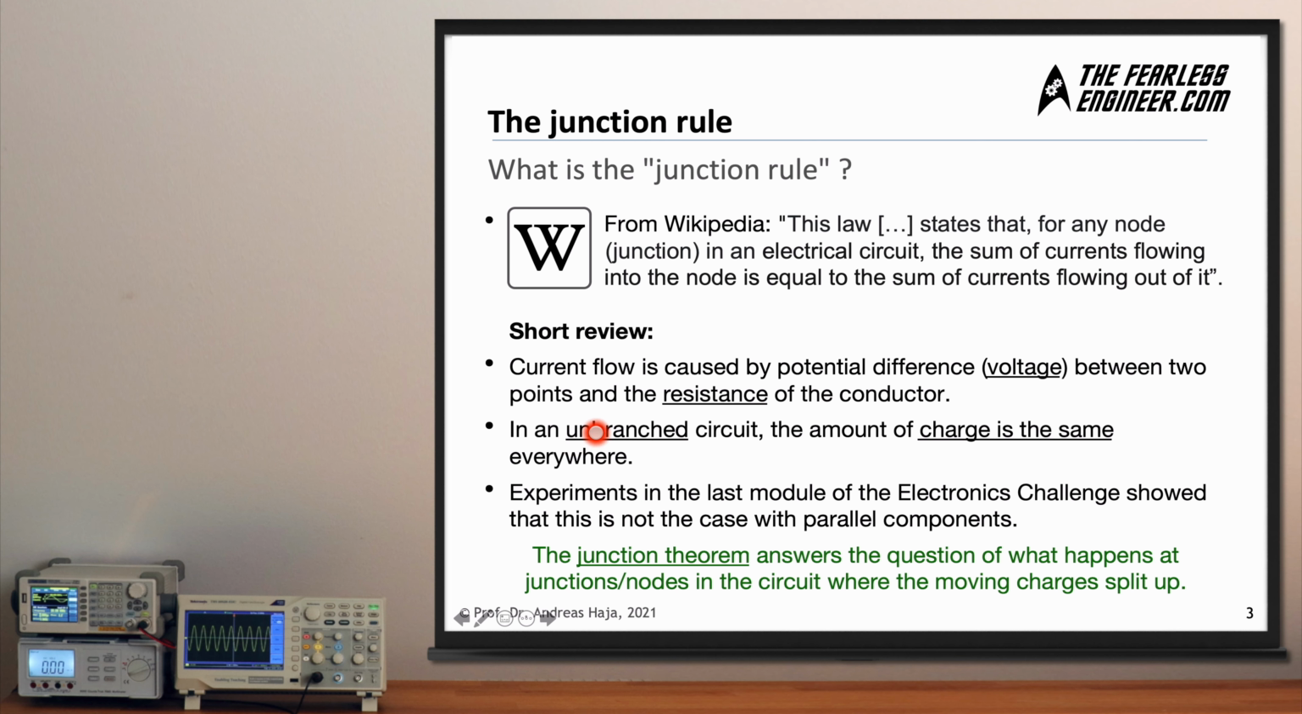And secondly, in an unbranched circuit, the amount of charge is the same, is identical everywhere. If we have no branching off of parallel components, and you observe a charge moving from the negative to the positive terminal, this charge will pass through all the components in the unbranched circuit. This is opposed by parallel components in another circuit which has branches, and we have seen that already in the experiments which we conducted in the last video of the electronics challenge, where we observed what happens to the current flow, what happens to the voltage drop in such a parallel setup.